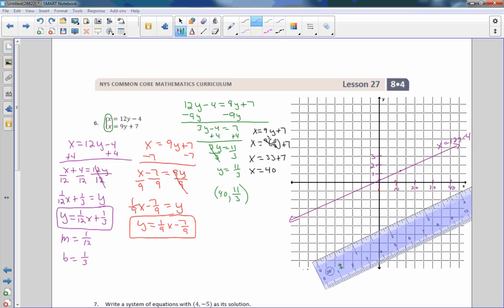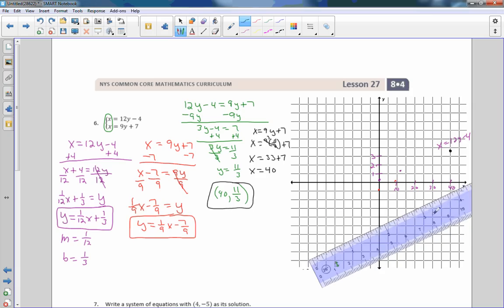Let me look at this again. Okay, so my purple line is off a little bit, so let me get rid of it. And I'm going to have to rewrite that because keep in mind my solution is (40, 11/3). So if I go over 40, 9/3 is 3, and then 11/3 is 2/3 more. So this is where my two lines should intersect.